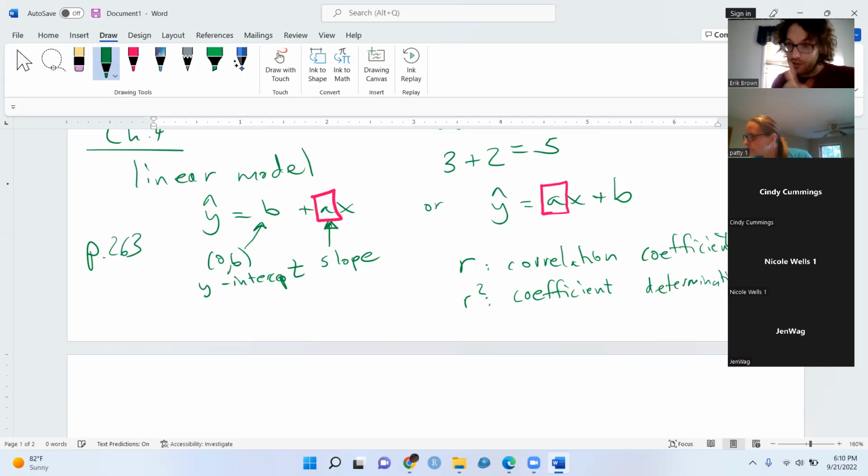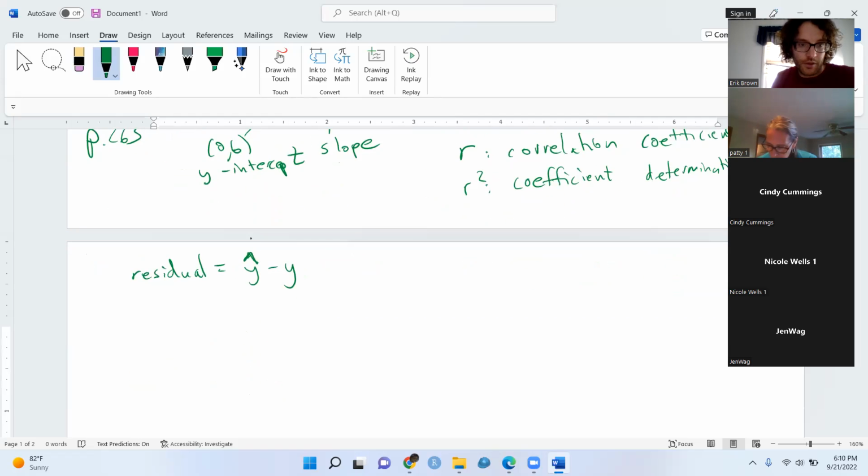And then the other thing I know you all didn't cover is the residual. I'm just going to toss it on here. You're going to learn about that tomorrow night. And that is y hat minus y. Another way to think of that is the model value minus the data value. Okay, so that's it for chapter 4, really.